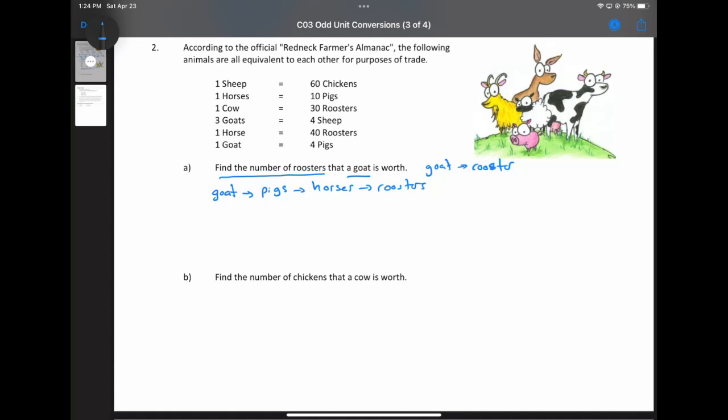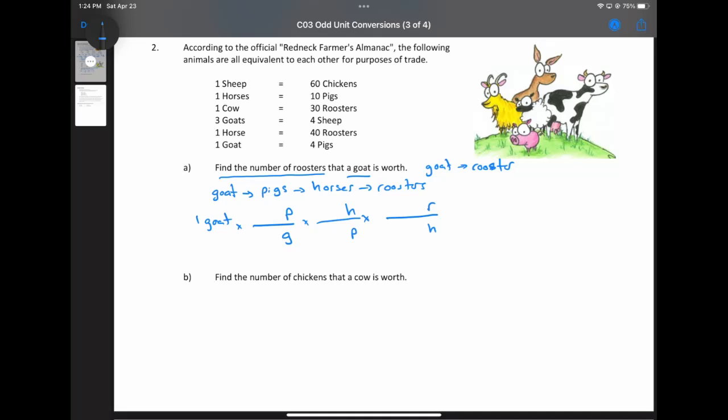Okay, so now we start off with one goat. And in this particular case, I guess they're all different letters to start, so I think we're okay to just use the first letter abbreviations. From goat, we go to pig, horse, rooster, so there's going to be 3 fractions. So goat, pig, horse, rooster. And on the bottom, goat, pig, horse.